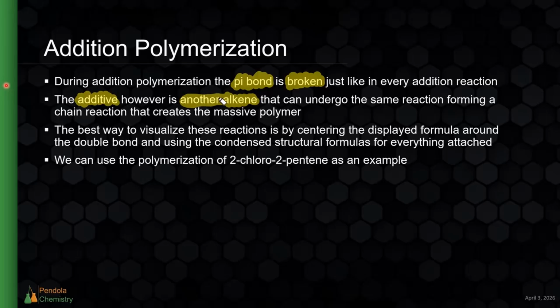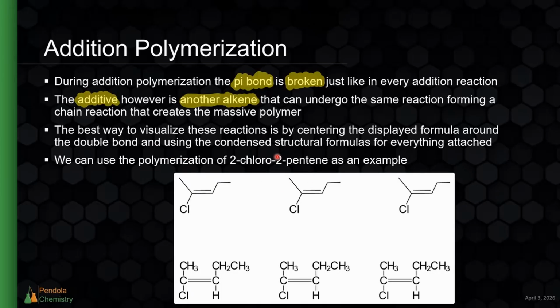And because of that, these reactions can happen over and over and over again, forming a chain reaction that creates a massive polymer. So let's look at what this will look like with a specific compound. We're going to use 2-chloro-2-pentene as an example.